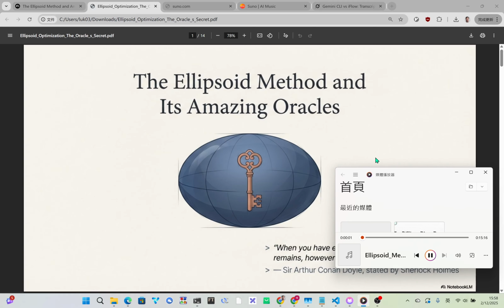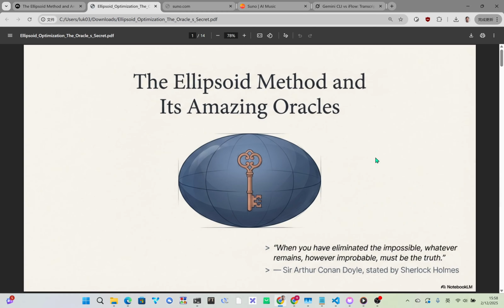Welcome to the deep dive. Today, we're taking a really fascinating turn into a corner of mathematical optimization that most people, well, even people in the field, have kind of dismissed. Yeah, written it off as an academic footnote. Exactly. We're talking about the ellipsoid method.